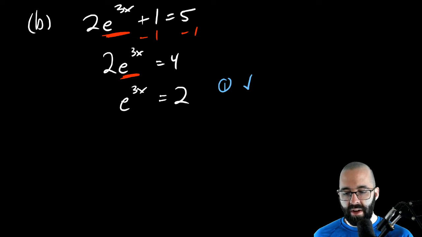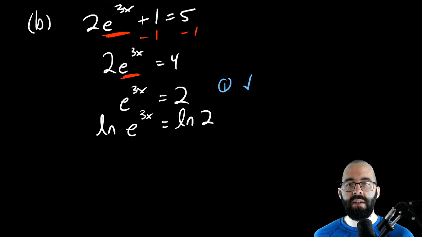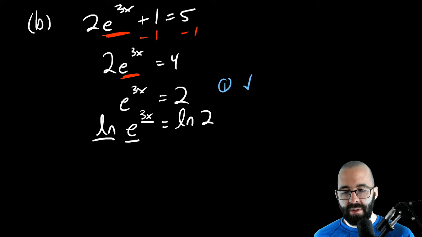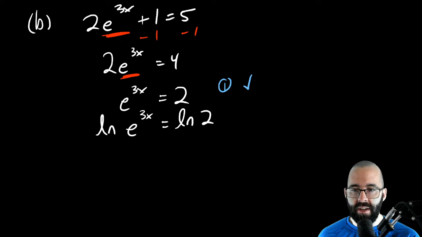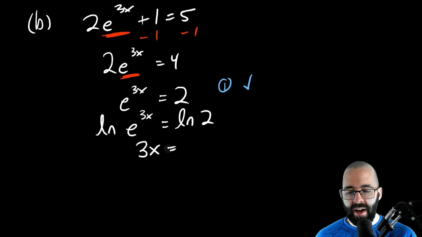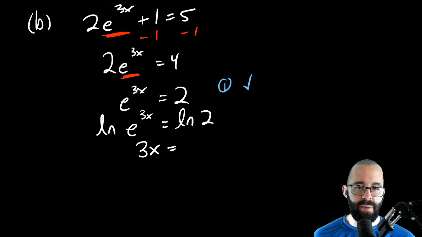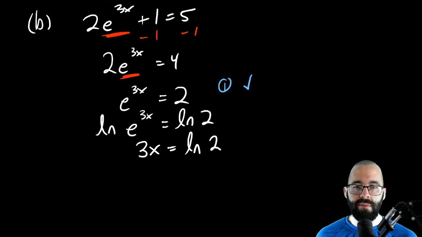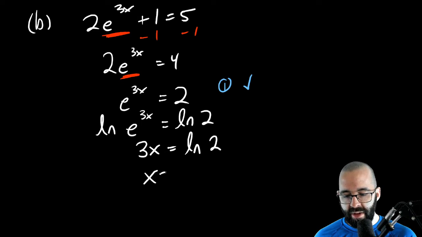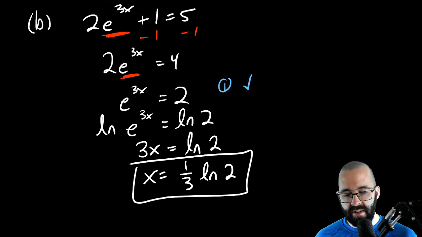Now we're going to undo it with a logarithm. We're going to take the natural log of both sides. Why? Because the natural log of e to an exponent is going to cancel out with the inverse property. This is just 3x on the left-hand side. The right-hand side can't simplify. We could find a decimal approximation, but the problem asked for an exact answer, so we're going to leave it as natural log of 2. Divide both sides by 3 and we'll get our answer. 1/3 ln 2 is our exact answer.